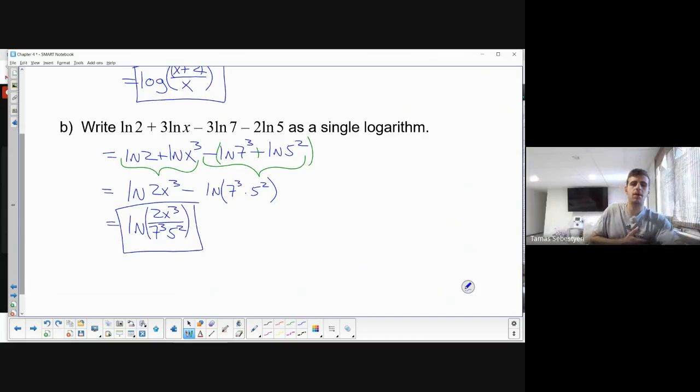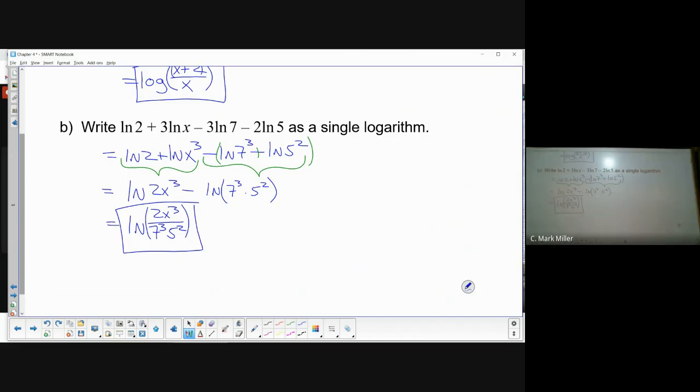When it asks to write it as a single logarithm, then you don't have to solve anything? No, just simplify. Yep. Nothing to solve, really.